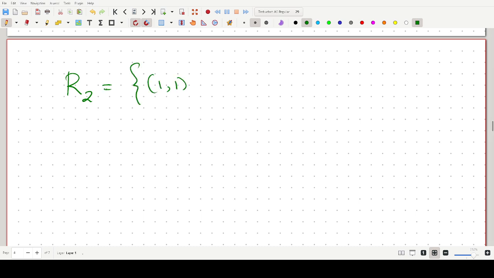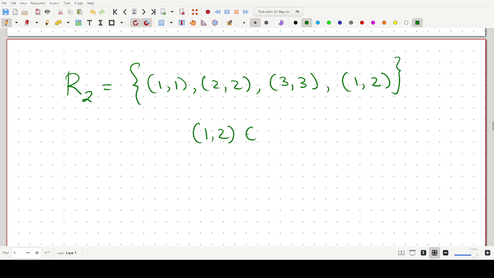Now, let us look at an example when the relation is a partial order. A partial order is reflexive. See, we are constructing relations here. We have written down (1, 1), (2, 2), (3, 3), which means that the relation is already reflexive. Let us consider the element (1, 2). So (1, 2) belongs to R2, but can you see (2, 1)? No, it does not belong to R2. Hence, the relation is anti-symmetric.